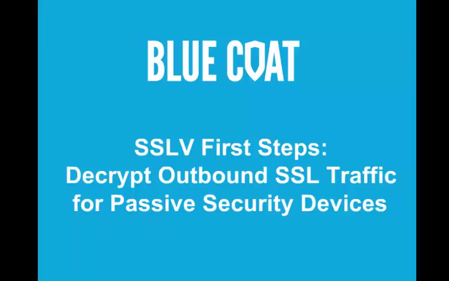Welcome to the Blue Coat SSL Visibility Appliance First Steps. This video tutorial describes the deployment scenario of the SSLV appliance configured to decrypt outbound traffic and send it to passive security devices, with an option on power failure to forward traffic to the other side of the network, bypassing the security device or devices.